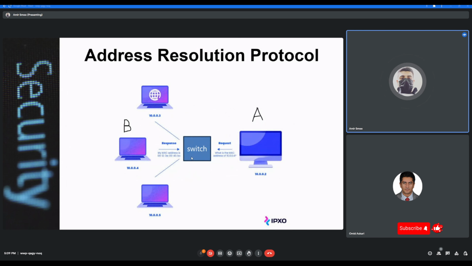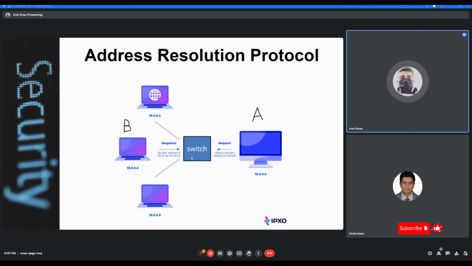ARP spoofing, or Address Resolution Protocol spoofing. As we say, ARP stands for Address Resolution Protocol. It's a protocol used in a local area network to find the MAC address of devices whose IP we know.